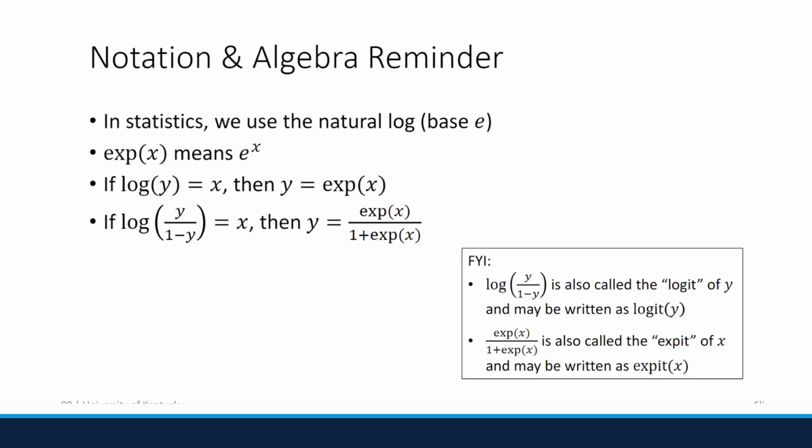How does this help us make predictions? Plugging in the x value for the new subject, we can calculate their log odds. But in order to do this, we need to first review some notation and algebra reminders. In statistics, we use the natural log base e. So anywhere you see exp(x), that means e to the power of x. If the log of y were equal to x, then y would be equal to exp(x). And if the log of y over 1 minus y is equal to x, then y is equal to e to the x divided by 1 plus e to the x. These are what are commonly known as the logit and the expit.